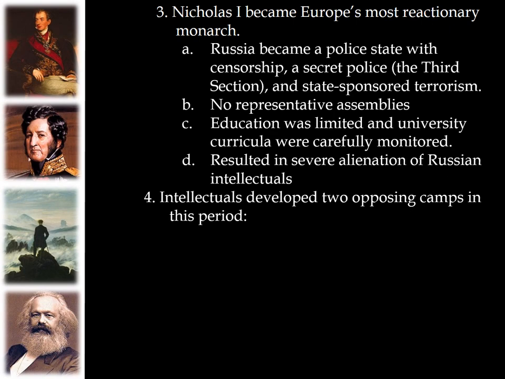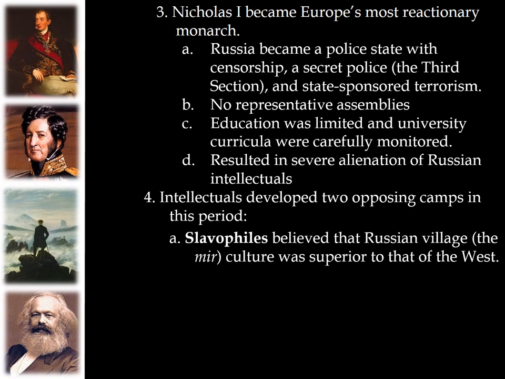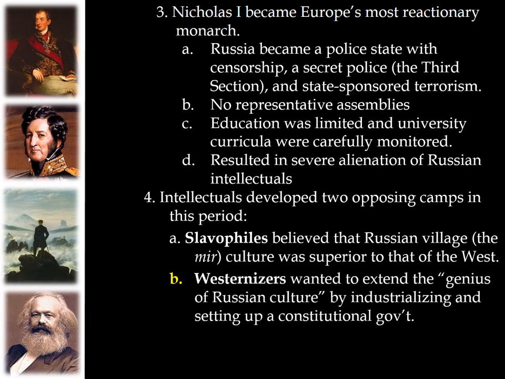Intellectuals developed two opposing camps during this period in Europe. There's one group called the Slavophiles that believed that the Russian village, the mir, the culture in the mir, was superior to that of the West. Traditional Russian culture should be preserved and should be enshrined as better than anything in the West. And so they didn't really like to mimic Western intellectual activity. The Westerners, however, wanted to extend the genius of Russian culture by industrializing and setting up a constitutional government, which would mean mimicking things that had happened in other parts of Western Europe. So there are two opposite sides here. The Slavophiles were more against the idea of industrialization, whereas the Westerners were pro-industrialization.